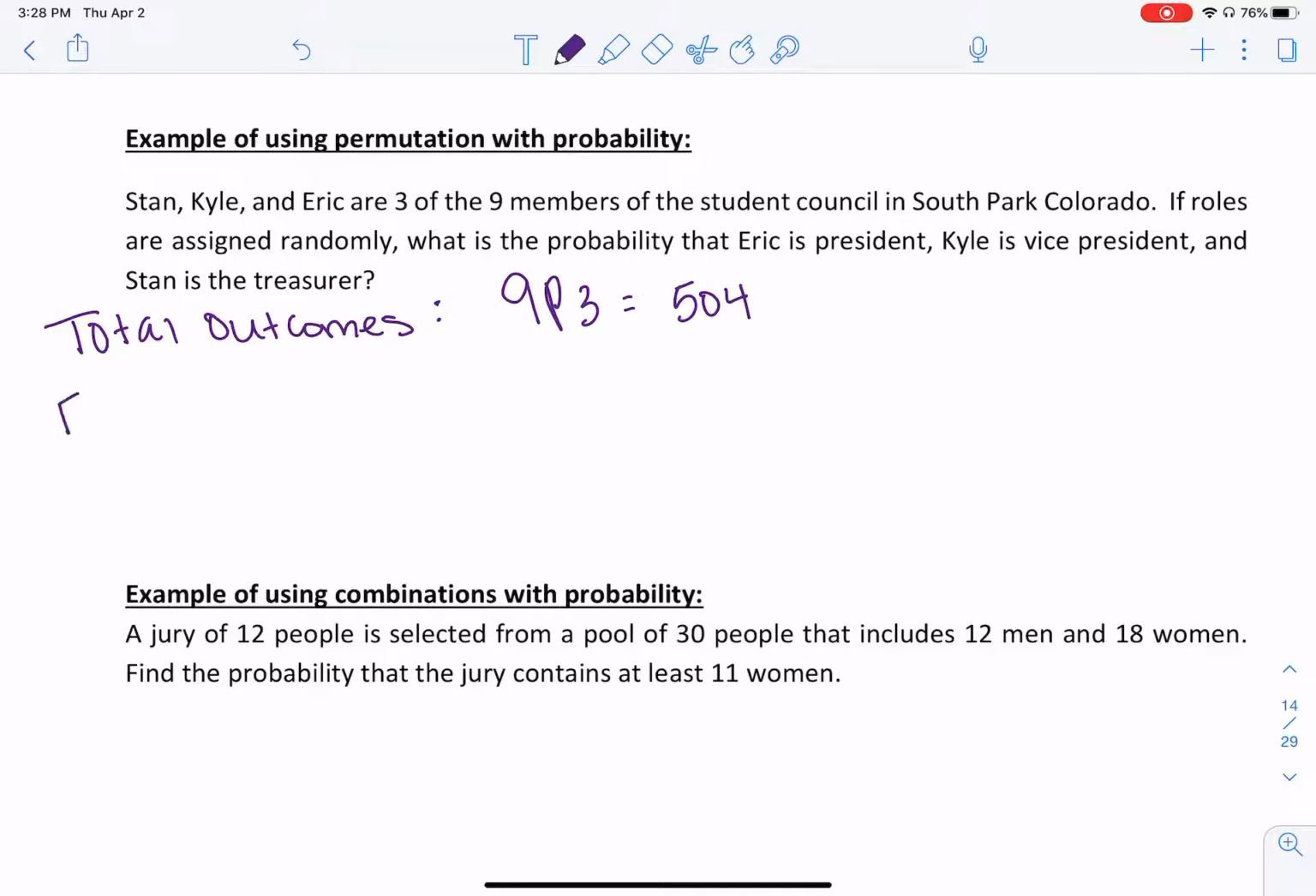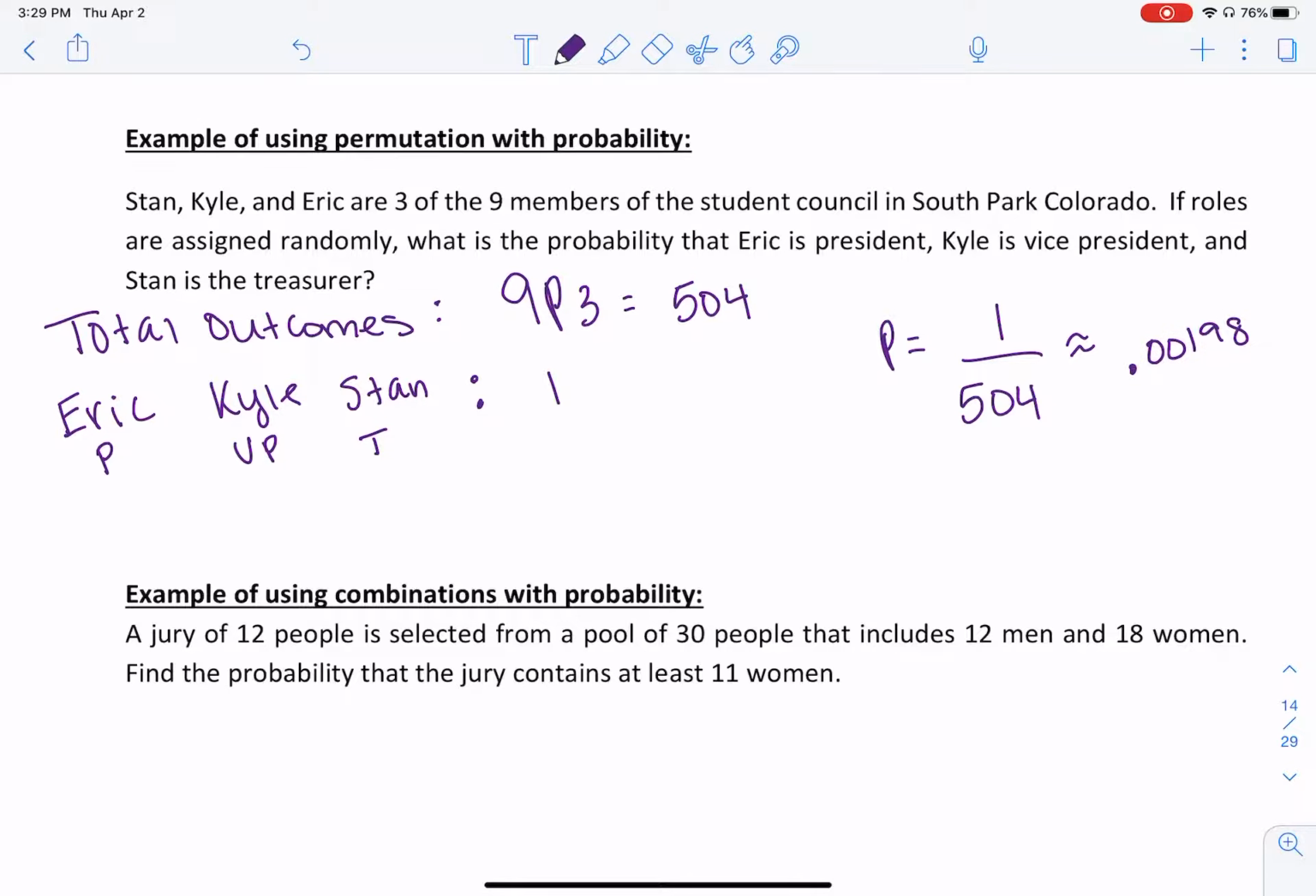Now, the probability that Eric is the president, Kyle is the vice president, and Stan is the treasurer. Well, that could only happen one time, right? Like there isn't another way where this happens. This just would happen once. So the probability of this happening would be 1 out of 504 chances. So if you did type that in your calculator, that's about 0.00198.